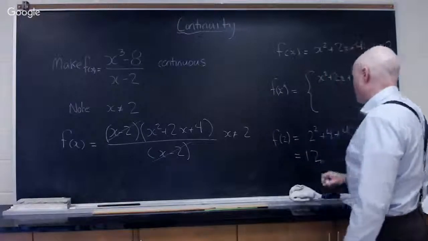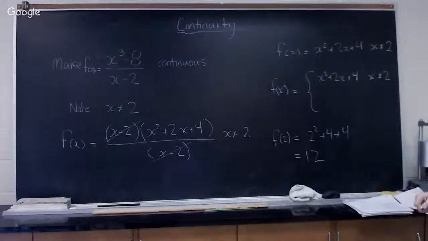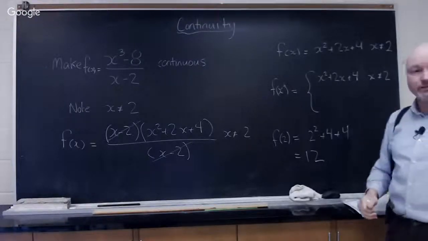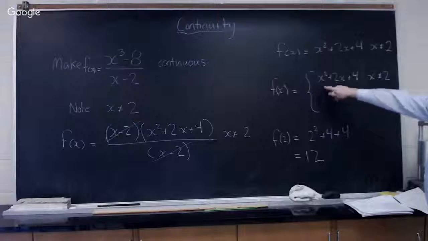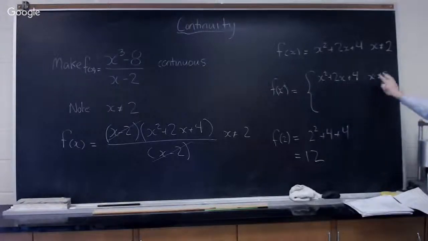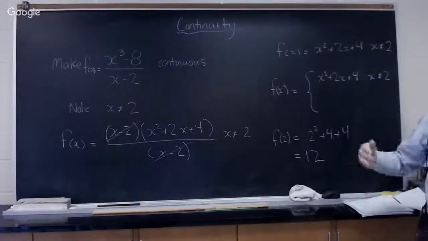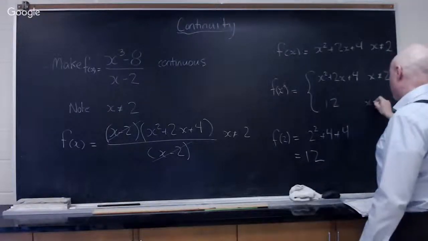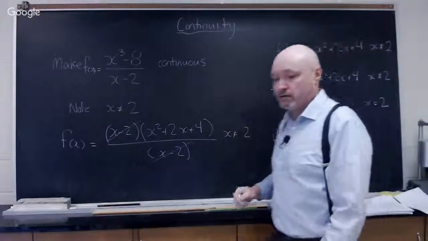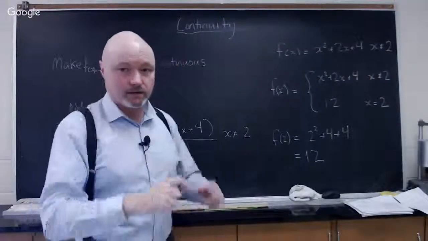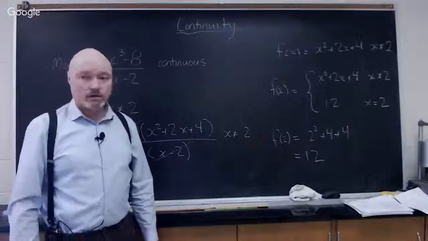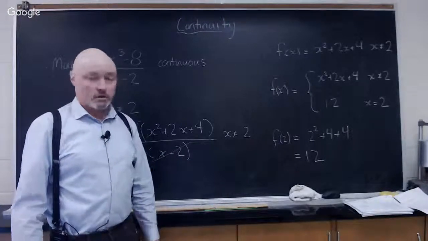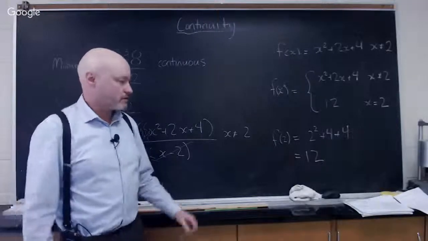I thought you weren't allowed to do that. We're not allowed to do that normally, but we are allowed to do it because we're going to fix this broken function. We're going to heal it. So this function is x squared plus 2x plus 4 whenever x is any number except for 2. And it's 12 when x is equal to 2. And so we've healed the function. We've filled in that little hole or removable discontinuity just by defining the function as being 12 when x is equal to 2. So we fixed that function.